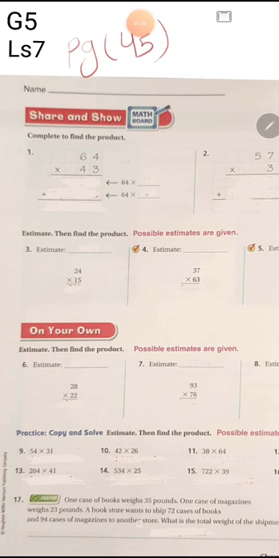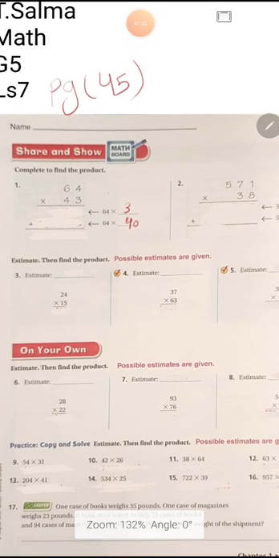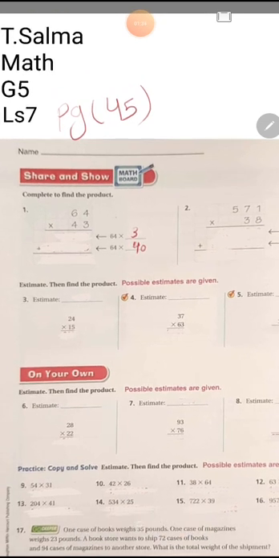So the first multiplication will be 64 multiply 3. And the second one, you have to multiply 64 by the value of this 4, which is 4 tens, that means 4 multiply 10 equals 40. Okay? So let's find the answer right here. The first one, I will do the multiplication right here to make it clear for you. 64 like this, and multiply 3.